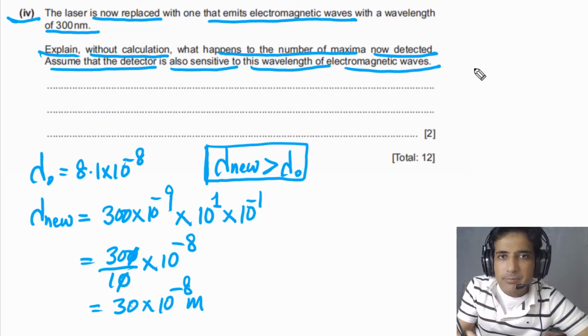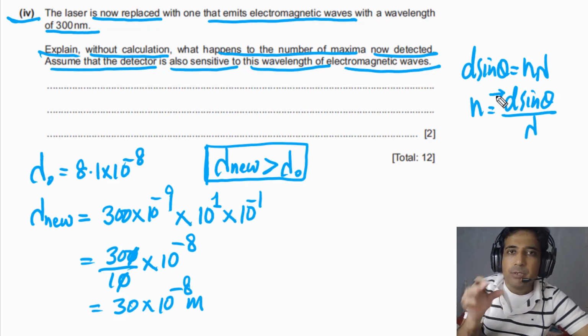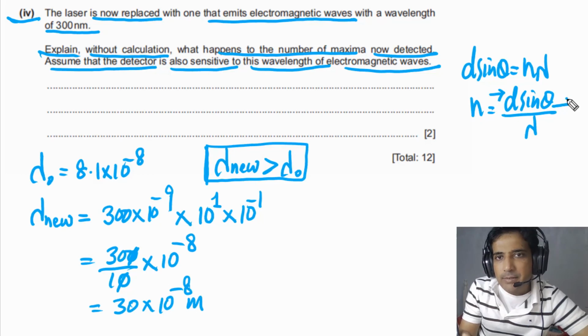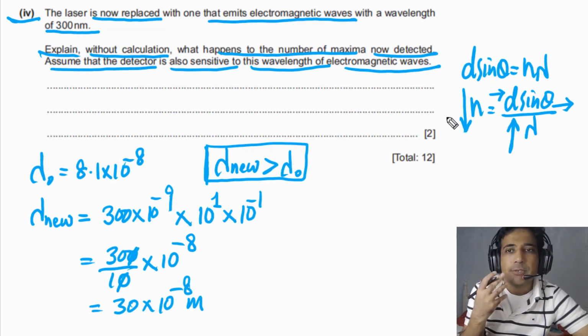As lambda has been increased, simply we can look at the diffraction grating equation: d sine theta is equal to n times lambda. From here we can write down n will be equal to d sine theta divided by lambda. In this case, d is the same. We are using the same diffraction grating, and the maximum angle is also the same. So if lambda has been increased, it means the number of maxima will decrease. So that's all we need to say.